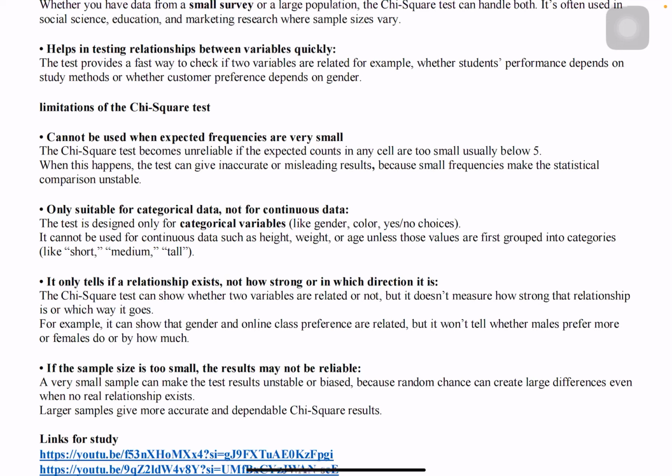If the sample size is too small, the results may not be reliable. A very small sample size can make the test results unstable or biased because random chance can create large differences even when no real relationship exists. Larger samples give more accurate and dependable chi-square results.